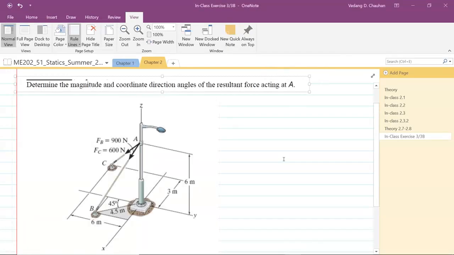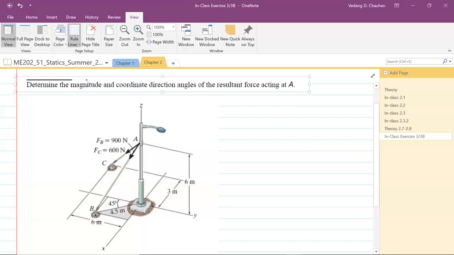Determine the magnitude and coordinate direction angles of the resultant force acting at A. So this is the light pole, and we have two forces, and the light pole is attached to the ground using two cables, AC and AB. Each cable has a force magnitude as given here, which is 900 and 600 newtons respectively.